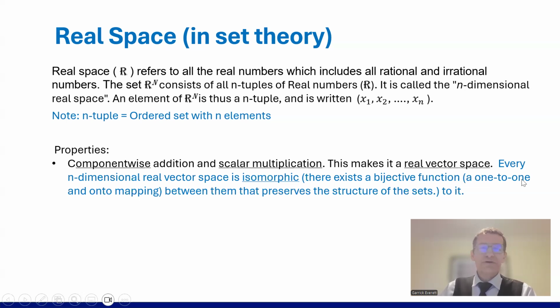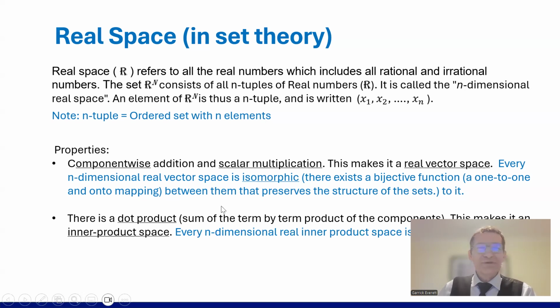And I've just written another note. Every n-dimensional real vector space is isomorphic. There exists a bijective function, a one-to-one and onto mapping. You can go back and look at the images from, I think, lecture 1, where I put the images of those two. If that's not clear in your brain, I do want to put them in again in this lecture. So that's between them, that preserves the structure. So you've got to read that: every n-dimensional real vector space is isomorphic to it. And then there's a sort of explanation in there.